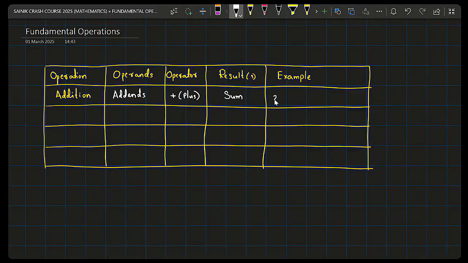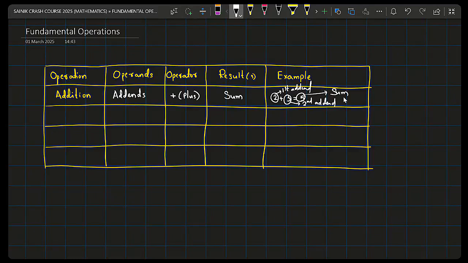Let's take an example. 2 plus 3 is equal to 5. So what is this 2 called? This 2 is called first addend. And what is this 3 called? 3 is called second addend. And what is this 5 called? This 5 is called sum. 2 plus 3 is equal to 5. 2 and 3 are called addends and the result is called sum. Result of addition is called sum.